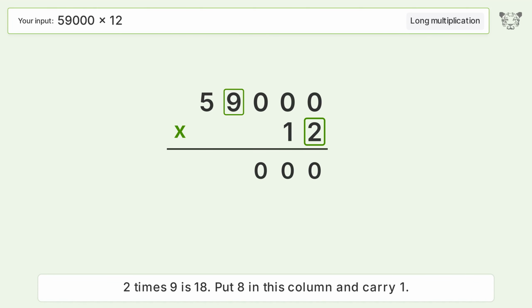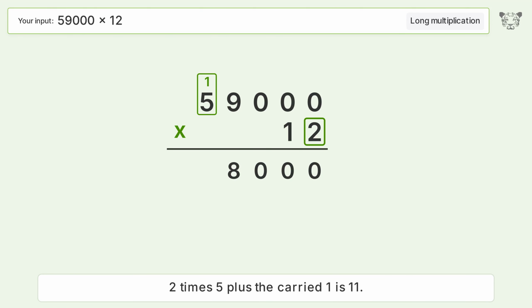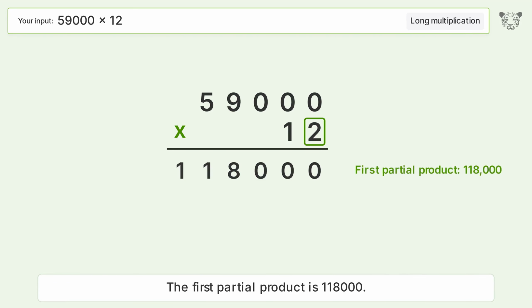2 times 9 is 18. Put 8 in this column and carry 1. 2 times 5 plus the carried 1 is 11. The first partial product is 118,000.